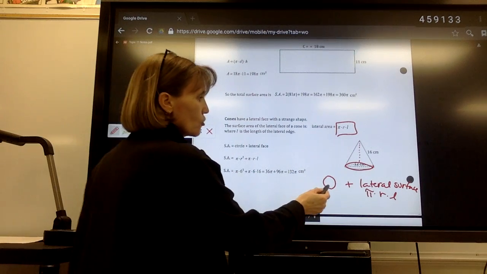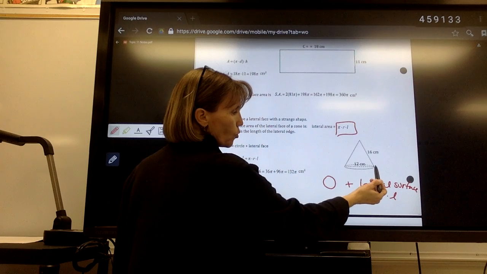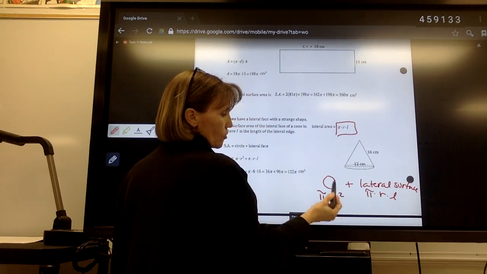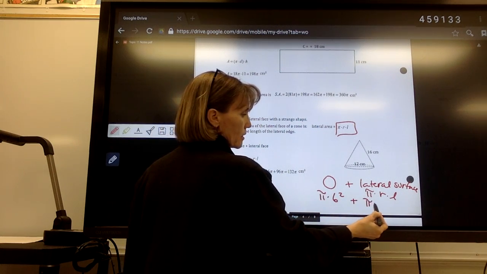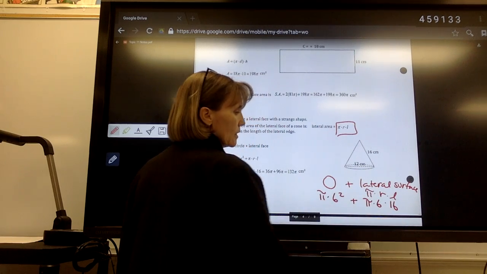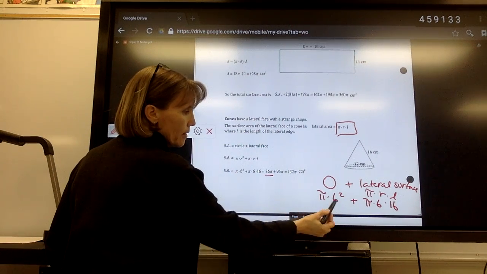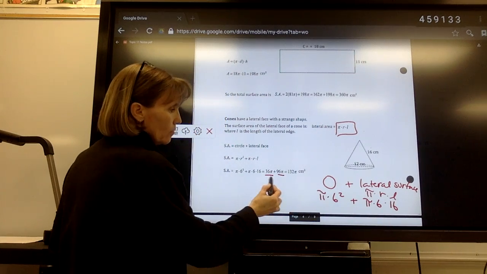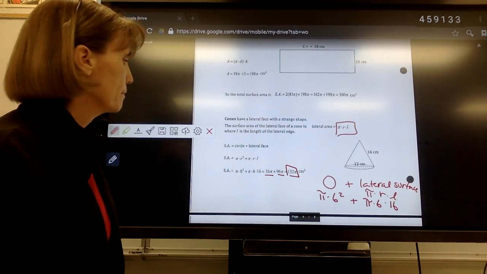Okay, so to find the area of the circle, we do the same thing that we did before. Looks like my diameter is 12. That means my radius is going to be 6. So the area of the circle is pi times radius squared plus pi times the radius, which is still 6, times the slant height, 16. 6 squared would be 36 pi, plus 6 times 16 would be 96 pi, and we can add those two together and we get 132 pi.